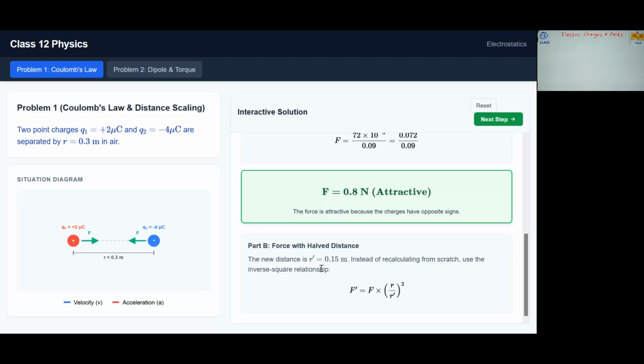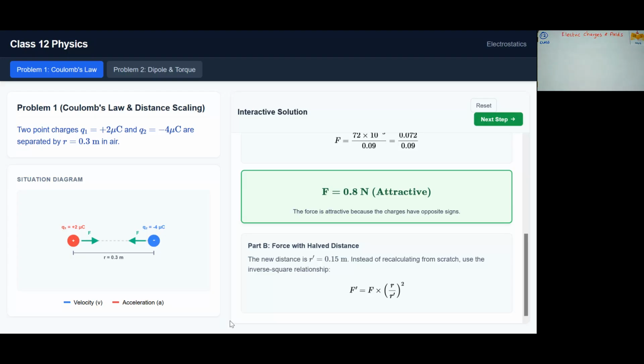Part B says we have the distance to 0.15 meters. Instead of recalculating them from scratch, use the inverse square relationship. Because Coulomb's law has r squared in the denominator, it follows an inverse square relationship. We can just multiply our old force by the ratio of distance squared.